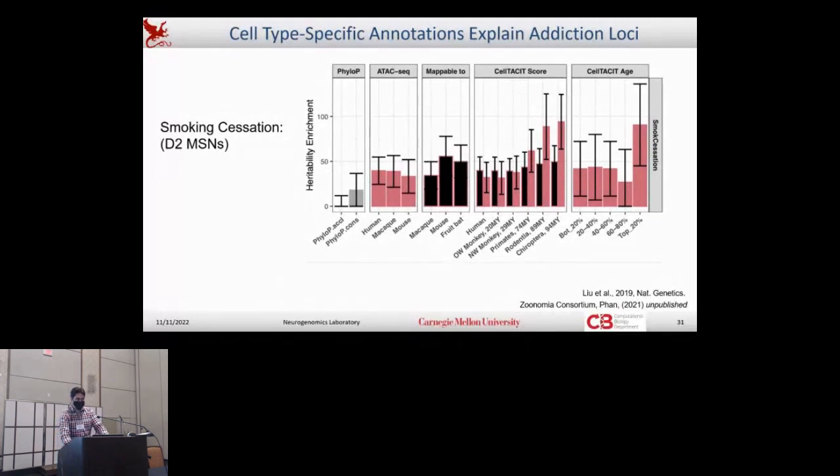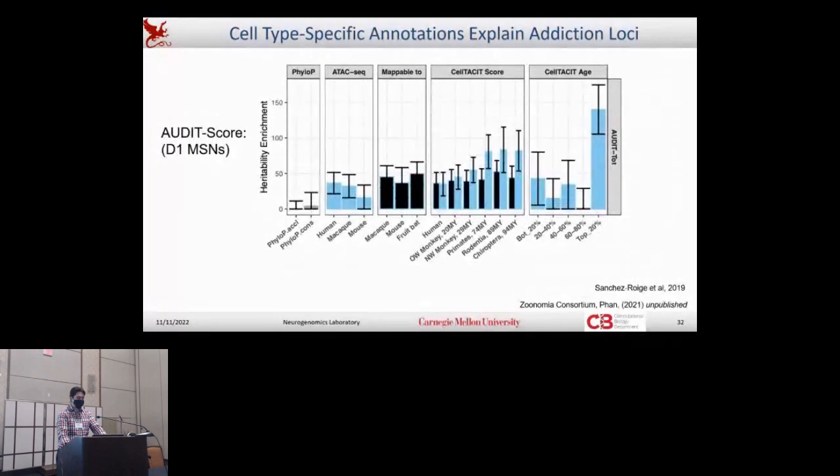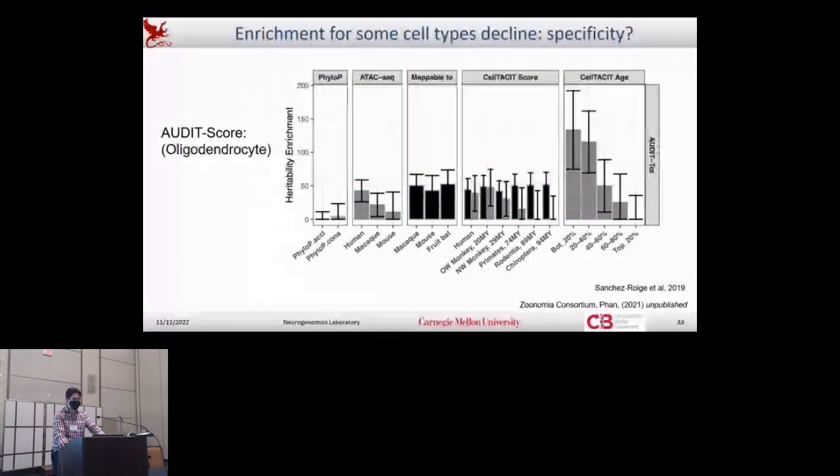And we also broke it down into these different quartiles, and we found that the most conserved regions tended to be the ones that contain the associated mutations. We also found something very similar for audit score problematic drinking and these D1 medium spiny neurons.